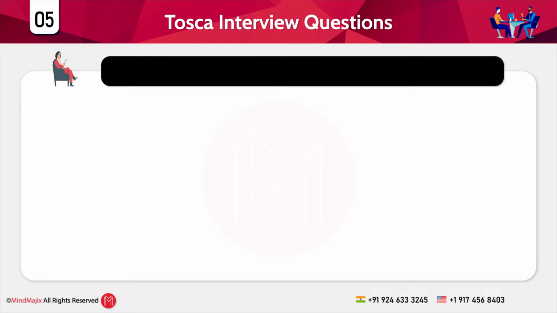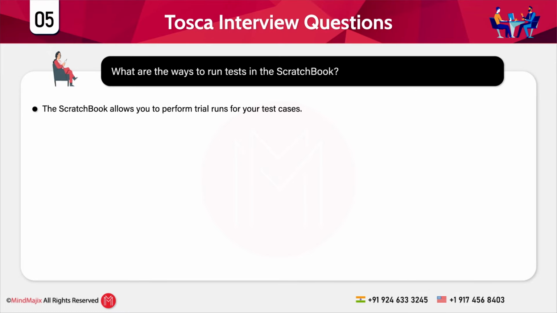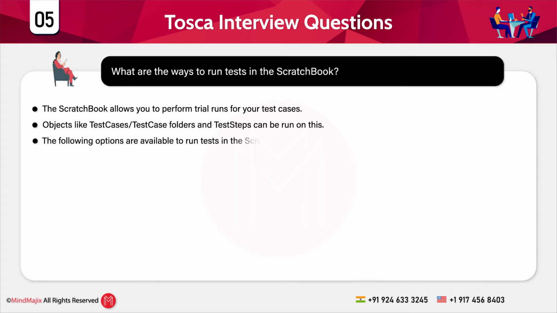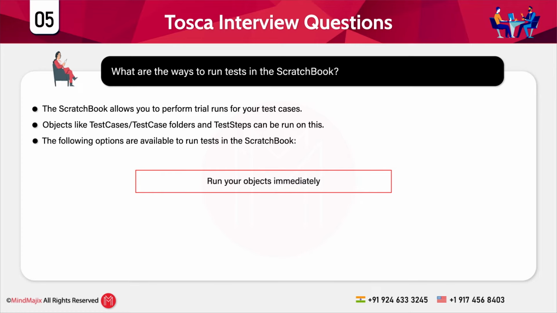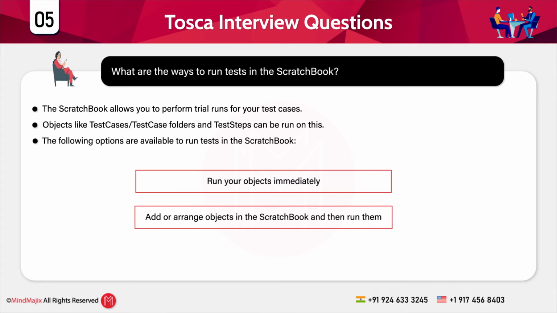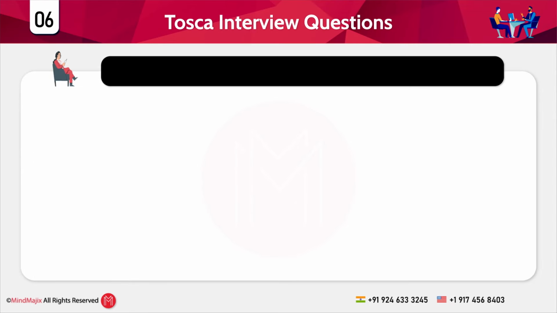The next question is, what are the ways to run tests in the ScratchBook? The ScratchBook allows you to perform trial runs for your test cases. Objects like test cases, test case folders, and test steps can be run on this. Now the options available to run the test in the ScratchBook, as you can see on the screen: the first option is to run your objects immediately. The second option is to add or arrange objects in the ScratchBook, and then you can run them. So let's move to the next question.